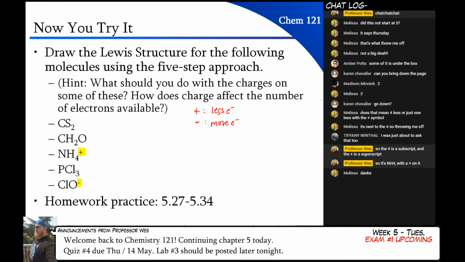There is the homework practice. And so we will want to do as many of those as we can, because this skill will be crucial in what we're going to do for the next sections.